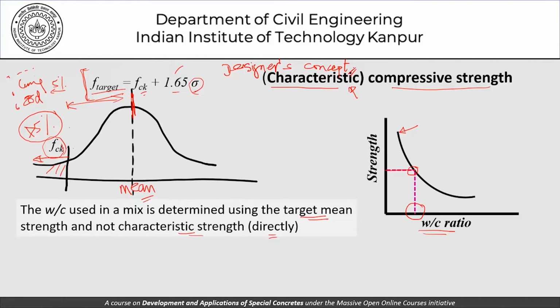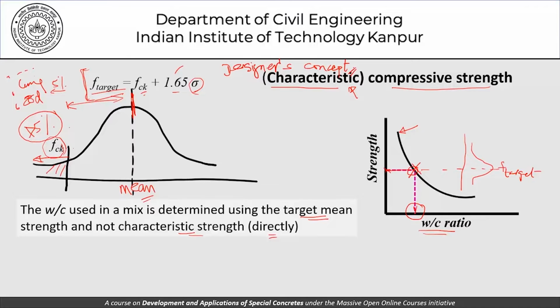Indirectly, of course, when we are choosing the water cement ratio, we are choosing the characteristic strength as well. I mean, we are accounting for the characteristic strength as well. But basically from the y-axis, we take the target mean strength. If you look at some of my older lectures, you'll find that the strength at this point will be distributed for a certain value, and this value here is the target strength that we talk about. So this is the F target. For this target strength, what should be the water cement ratio that we use? This is the value that we use.